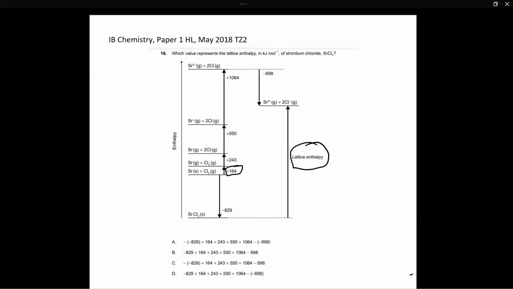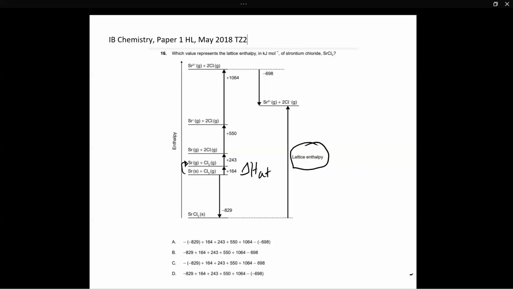Then this positive 164, if you notice in this reaction, strontium, which is the chemical over here, which is Sr, is being turned into gaseous. Whereas chlorine, it remains the same, right? It's Cl2 gas and it's Cl2 gas in both these places. But strontium is being turned into a gas. And this reaction to turn strontium from solid into gas has an enthalpy change of positive 164, which means it's endothermic, which is irrelevant for this, but just a quick side note. But this positive 164, this enthalpy change is called enthalpy of atomization.